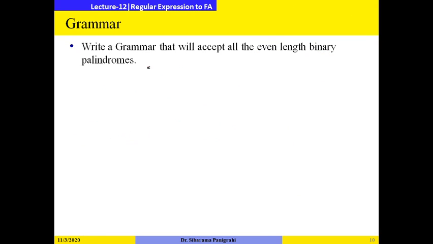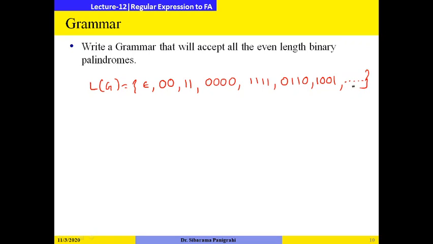So now write a grammar that will accept all even length binary palindromes. What is the language for this one? L of G is nothing but, so it should accept 0 length, 0 is an even number, epsilon, and it will accept 00, it will accept 11, it will accept 0000, it will accept 1111, it will accept 0110, it will accept 1001, like this. So how will you define a grammar for this one? So here you see, here you are getting an epsilon. So the grammar will be, it consists of a start symbol S.